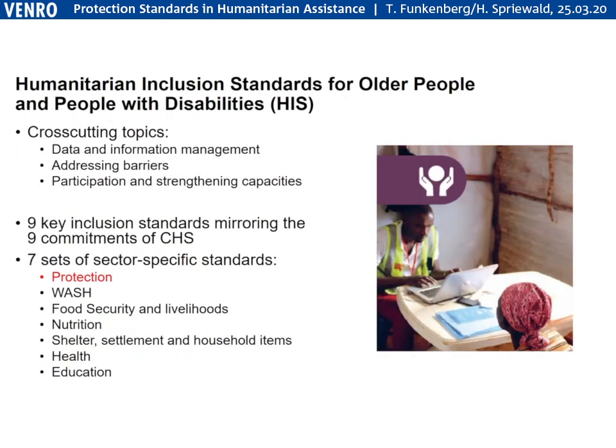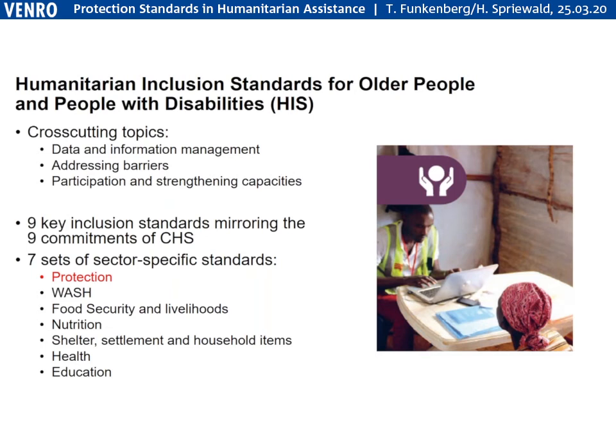Throughout the whole standards, we have 3 cross-cutting topics that are addressed. The one is data and information management. So how disaggregated data on age, gender, and disability, and how to use it. Addressing barriers, what I said in the beginning, so really to remove barriers, to not put new barriers up, and how to ensure participation and strengthening of capacities of persons with disabilities in a humanitarian setting.